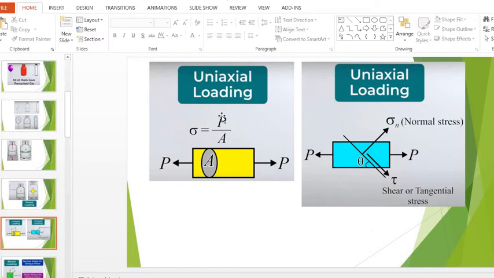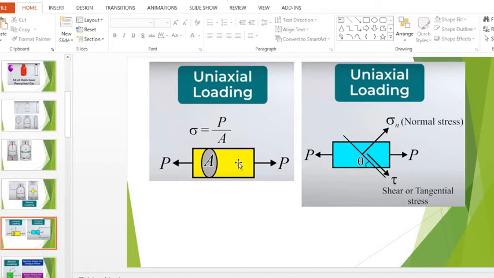Next, we had seen uniaxial. Uniaxial means only in one direction. If we know that the load applied is P and the cross-sectional area is A, we know that stress is equal to what? P upon A. That is the uniaxial loading, and the stress is P upon A.